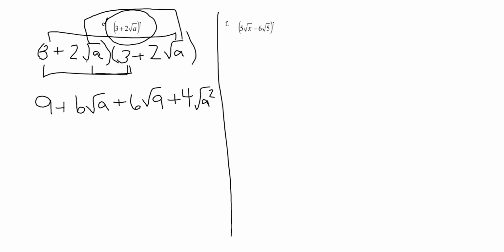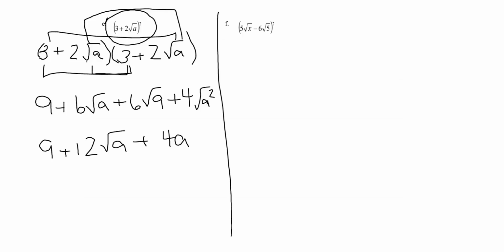When I go to simplify this, I can leave my 9. 6 plus 6, and they're like radicals, so it will give me plus 12 square root a plus 4, and then the square root of a squared is a, so it'll be 4a. Now I have 3 terms down here, but I can't simplify any further, so that's my final answer. We have 9 plus 12 square root a plus 4a.